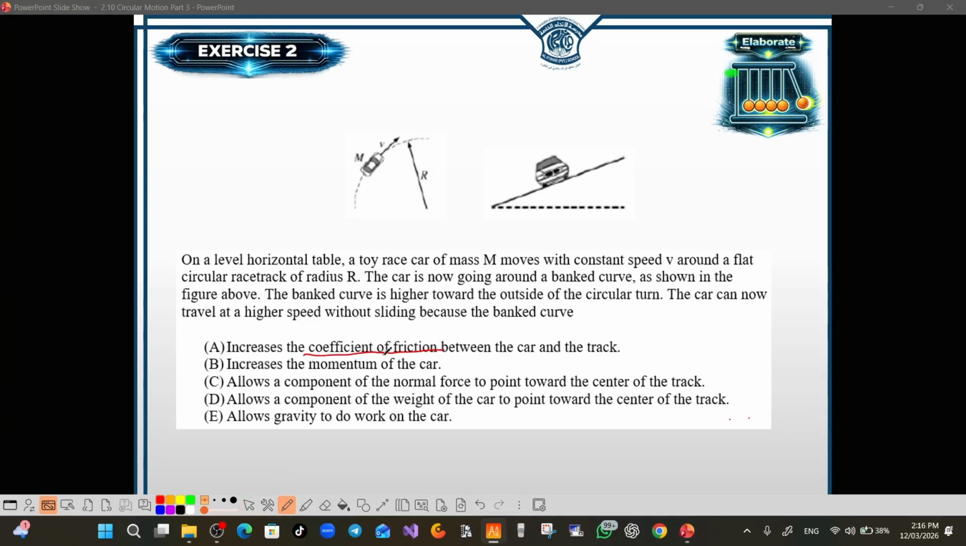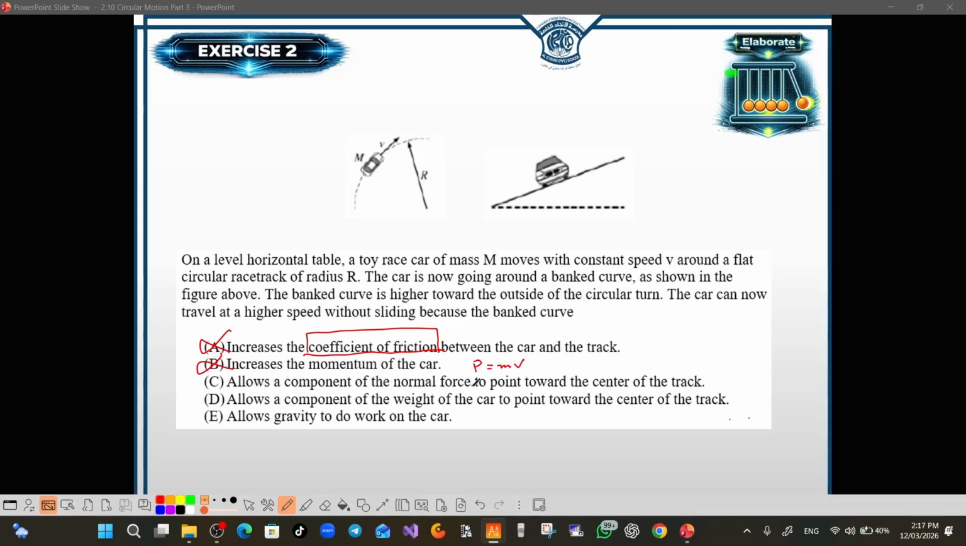Actually, this is not true because the banked curve has nothing to do with the coefficient. The coefficient is more related to the two surfaces making the contact, so the surface of the car and the surface of the path. Since there are no changes made to the car or to the path, at least in the material, the angle or the speed won't be affected. So it's not true. Increase the momentum? Actually, the momentum is related to mass and the speed, and this has nothing to do with the angle.